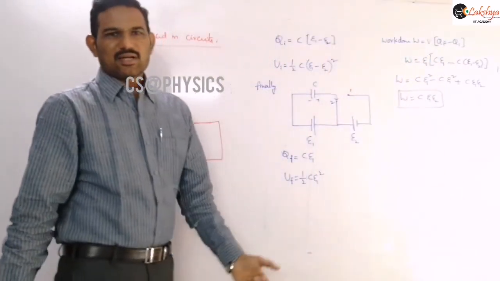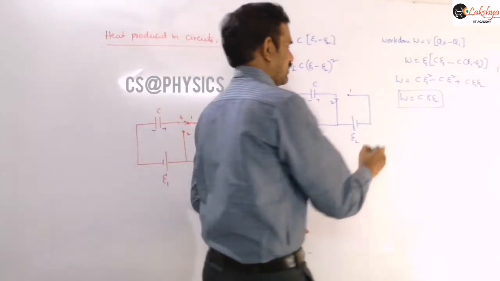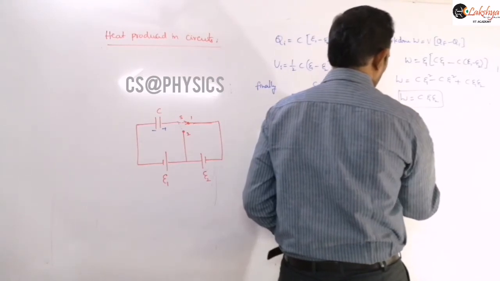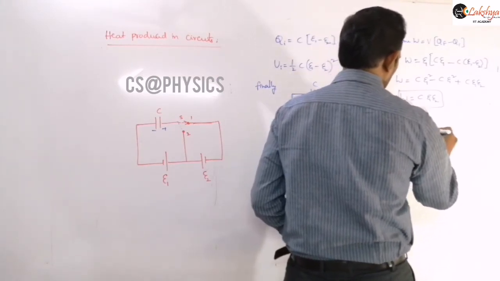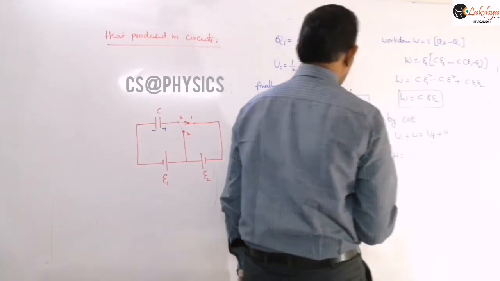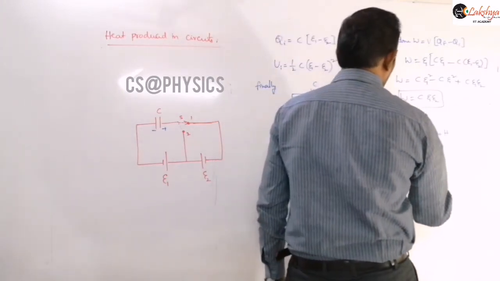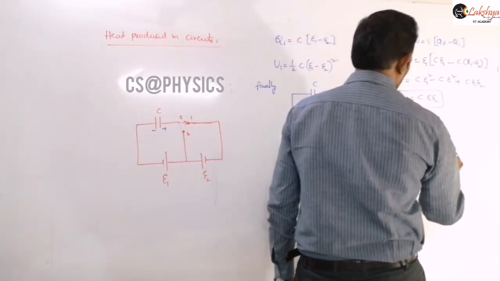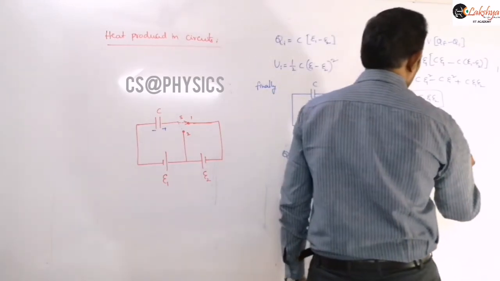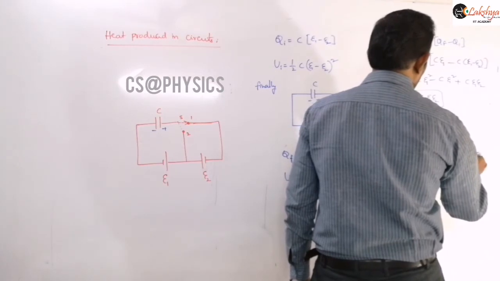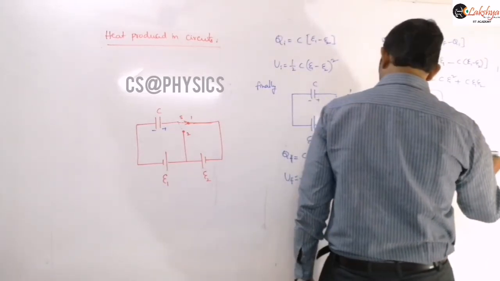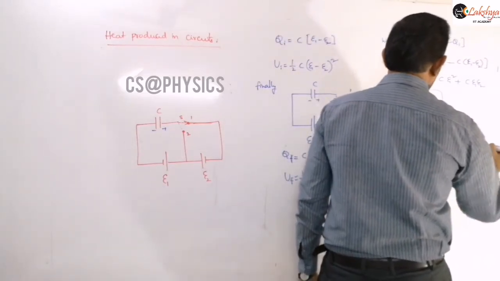So now we can apply our conservation of energy equation so that you will get the heat produced. Therefore, by conservation of energy, U initial plus work done is equal to U final plus heat produced. Therefore our heat produced is equal to U initial, which is half C into (E1 minus E2) whole square, plus the work done W, which is C into E1 into E2, minus the final value that we are writing here, which is half C E1 square.